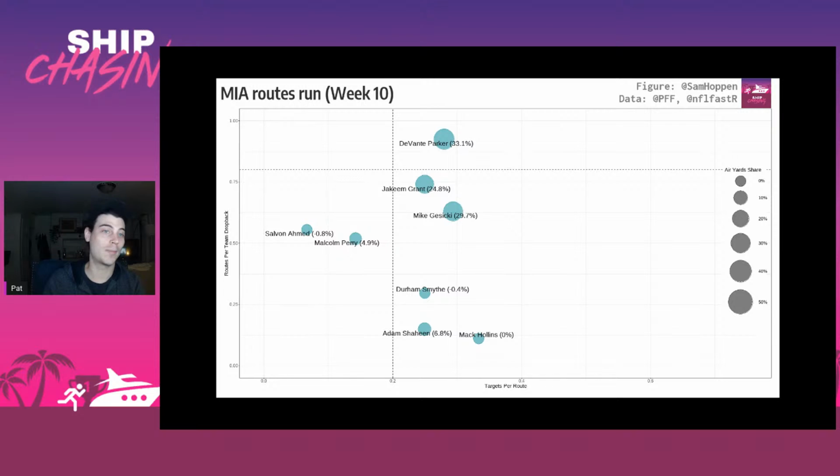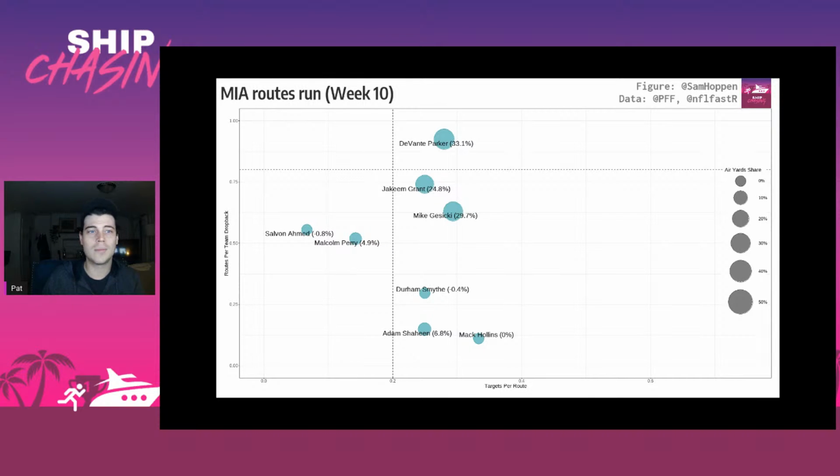He had an elite target per route run in this game of 29%. He had an elite weighted target per route run in this game, truly elite, of 0.88, and a WOPR of 0.52. These are all awesome numbers for a tight end. Nearly led the team in air yards this week, had 30% of the air yards. He had a 15.8 ADOT. That is very unusual for a tight end.